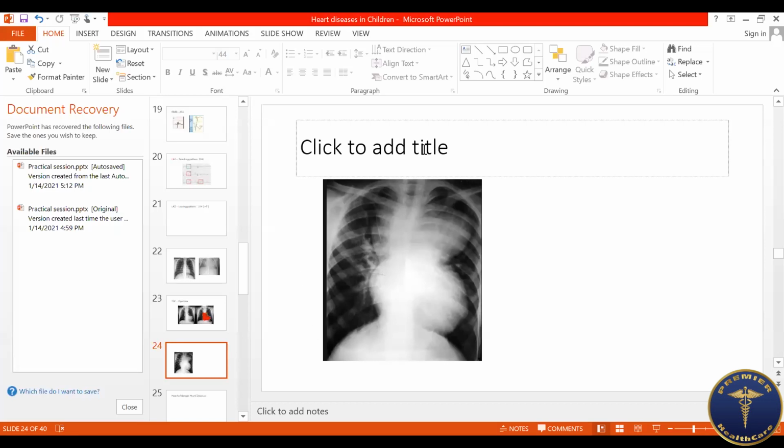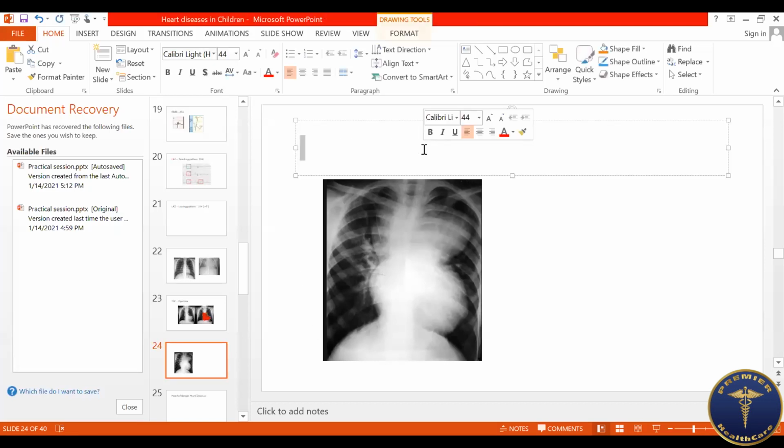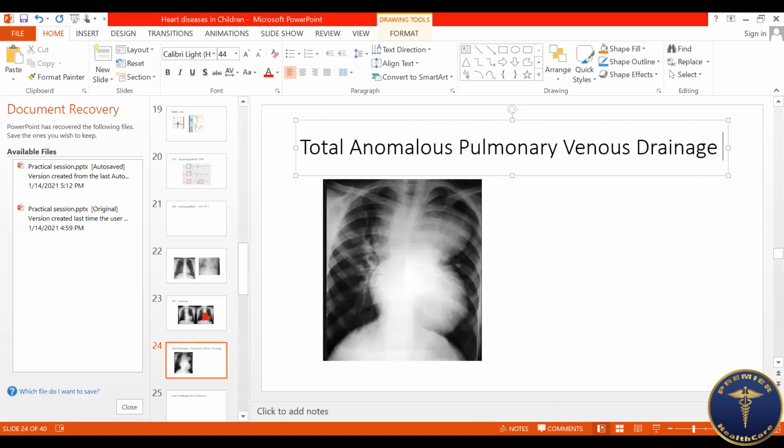This occurs in a particular cardiac condition called total anomalous pulmonary venous drainage, right? Don't panic about this name. It's a big name, but when you start to learn cardiology, you will understand this is very simple. But forget about this condition. At least understand today that some of the heart diseases can be predicted by doing a chest X-ray. Right, by doing a chest X-ray.